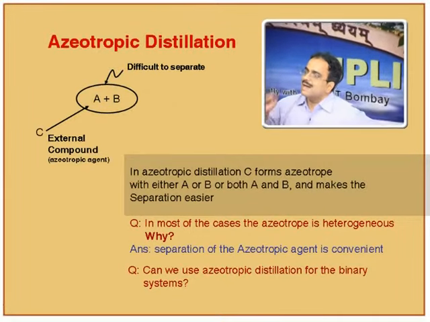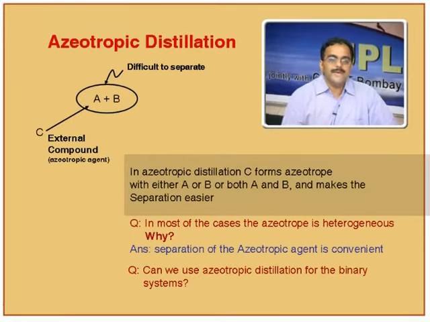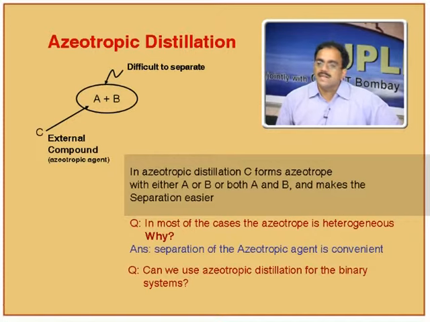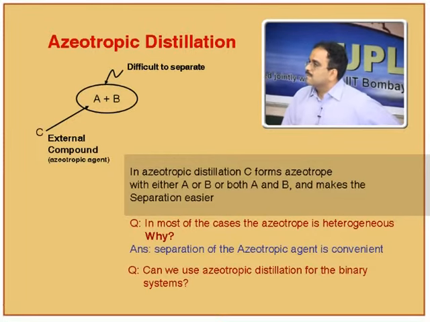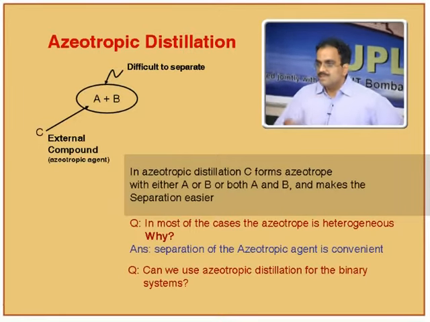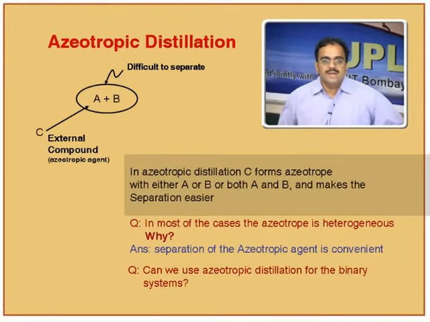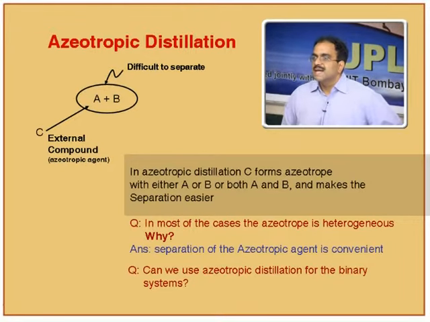In both cases, I am adding an external component. In azeotropic distillation, this external component forms an azeotrope with either A or B or both A and B. For example, ethanol and water: if I add benzene, benzene forms an azeotrope with ethanol and with water, with both of them, which means there is a ternary azeotrope as well, and we are going to see that case now. Toluene, same thing; cyclohexane, same thing.